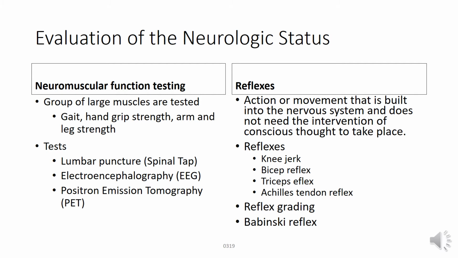An EEG is used to detect abnormal brainwave patterns that are indicative of specific diseases, such as seizures, some brain tumors, possible CVAs, head traumas, and then infection. And we can determine if there is cerebral death as well. And then PET scans, or positron emission tomography, assess for cell death and damage in brain tissues.